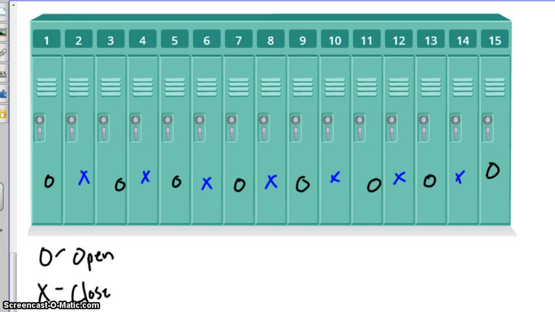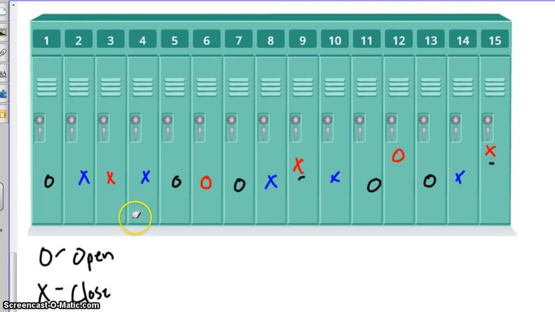All right, so now student 3 comes along and changes the state of every 3rd door. So 3, 6, okay, better write these down. So this would now be open. This one would be closed. 9 is going to be closed. 12 is going to be open. And then 15 is going to be closed. So I'm going to real quick erase the other mark I made.